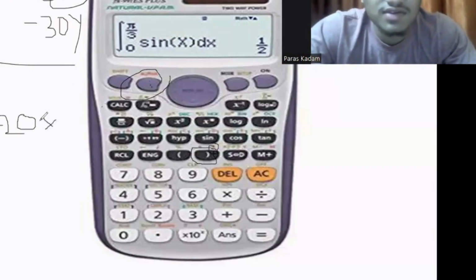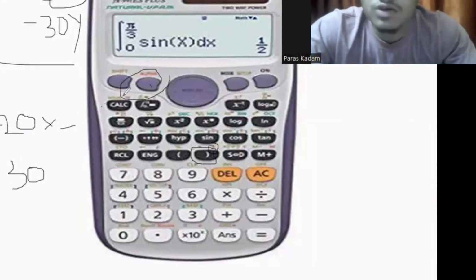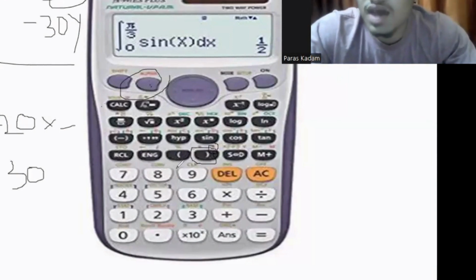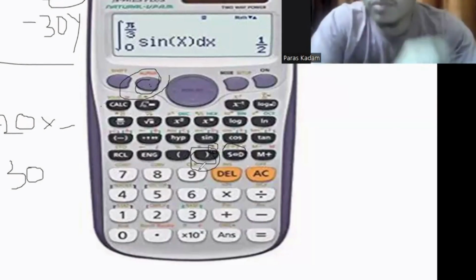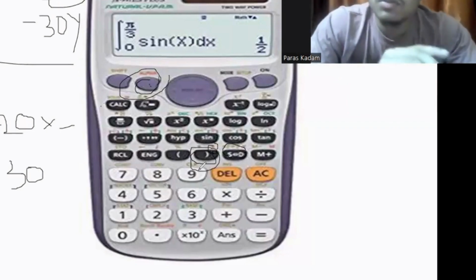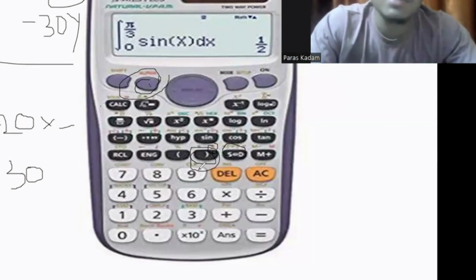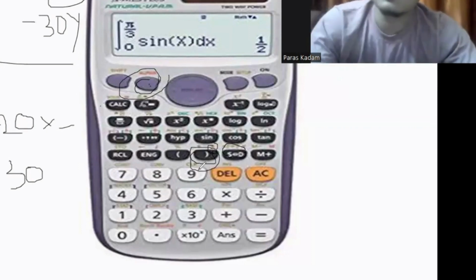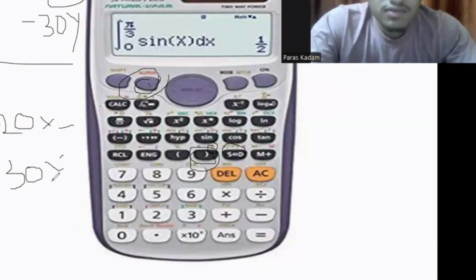Then put minus. After pressing minus, type 30, and for y do a similar process, but now don't press this button. Press alpha and then this button. This button is for performing two operations. It is used for converting fractional numbers into decimal numbers, and it is also useful for giving another variable y.